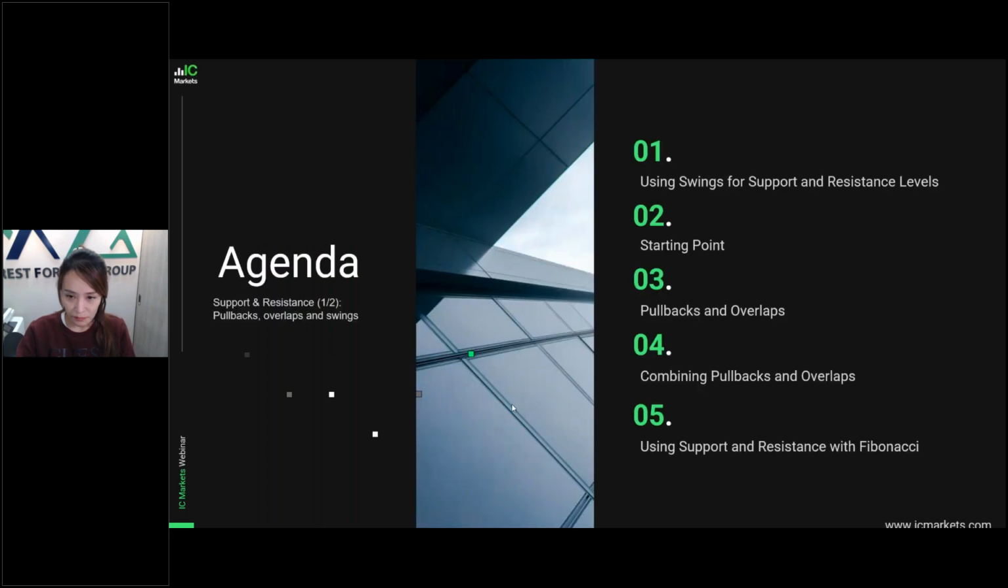Today we're going to cover using swings for support and resistance levels, how you draw support and resistance, where to find the starting point or ending point, how you identify pullback, overlap, or pullback support, and how you combine pullback and overlap support in your trading technique. The last one, we're going to use support and resistance with Fibonacci levels.